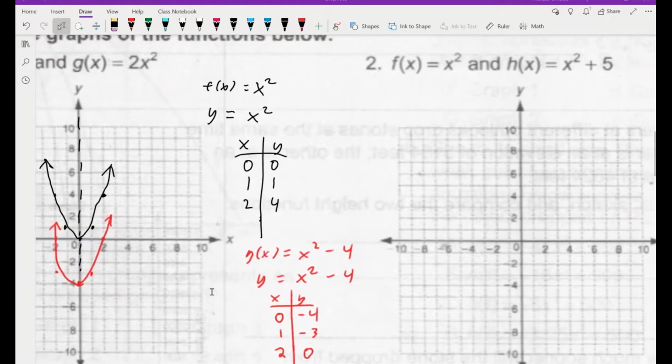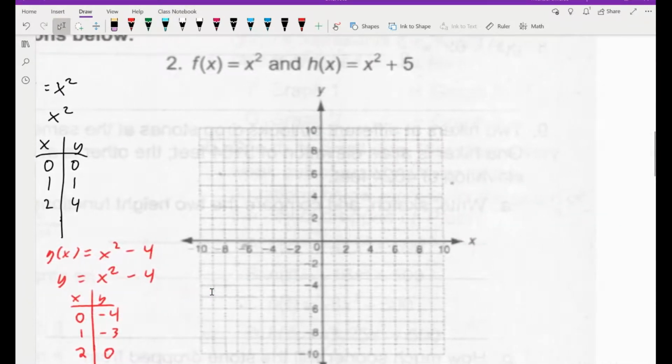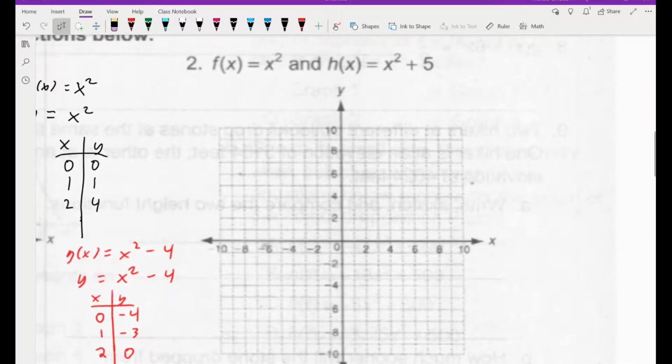Now let's look at number 2. F of x equals x squared. Well, we can use the same table of values as we did before. 0, 0, 1, 1, and 2, 4. Again, a mirror image on the other side, across the line of symmetry.